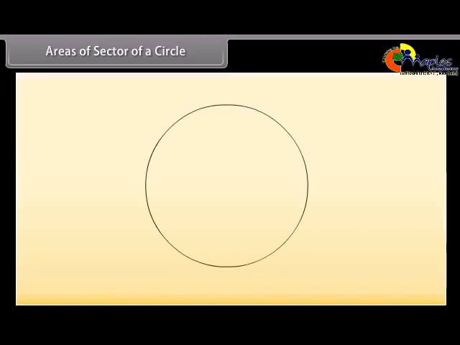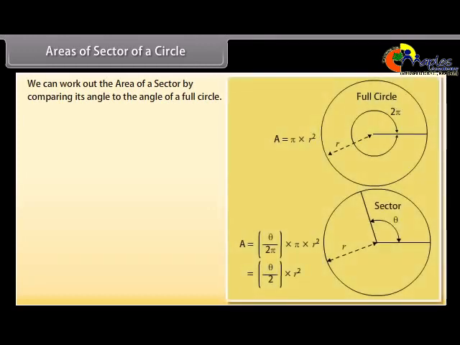Areas of sector of a circle. There are two main slices of a circle. The pizza slice is called a sector, and the slice made by a chord is called a segment. We can work out the area of a sector by comparing its angle to the angle of a full circle.